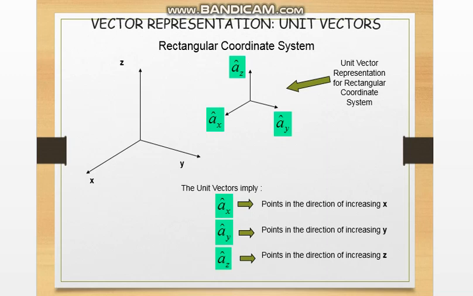To know that, we have to know the rectangular coordinate system. In the rectangular coordinate system, there are three dimensions. So the unit vector representation in rectangular coordinates is ax, ay, and az. They point in the direction of increasing x, increasing y, and increasing z. All are unit vectors here.